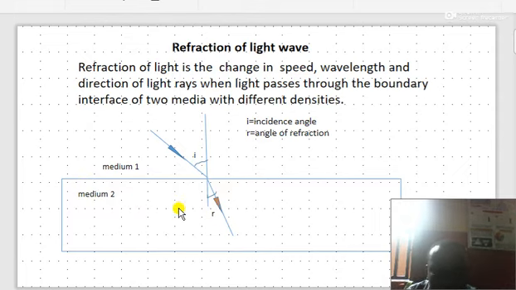So, this means the light changes its actual what? Course or path, and takes a new what? Path in the second medium.